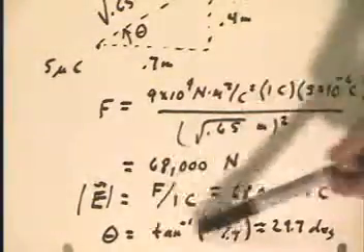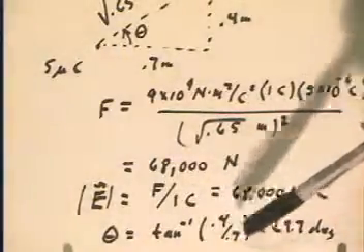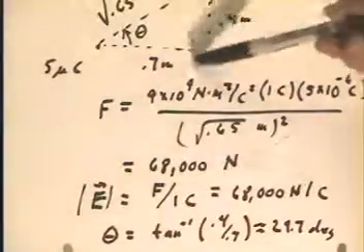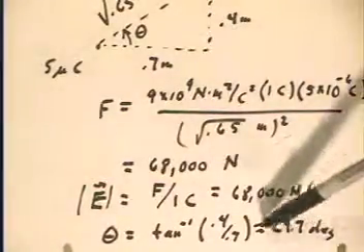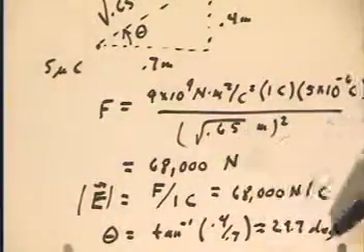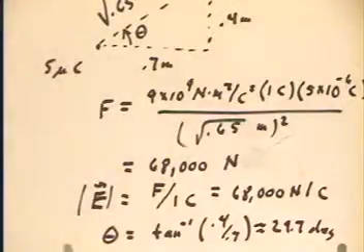The angle is the inverse tangent of 0.4 over 0.7. If we just look at the triangle, we can see how that's going to work out, and that's 29.7 degrees.